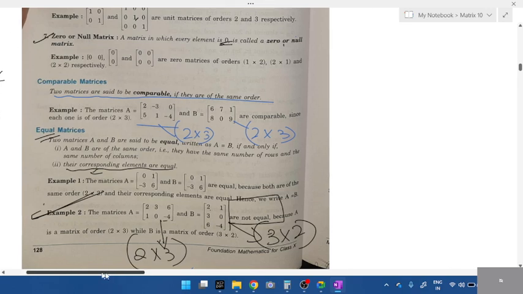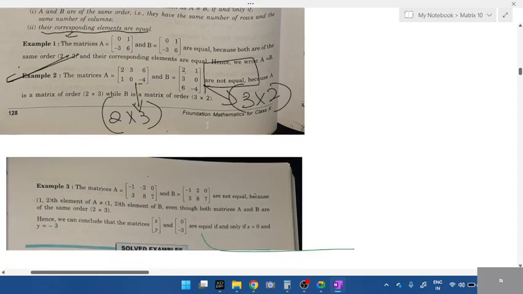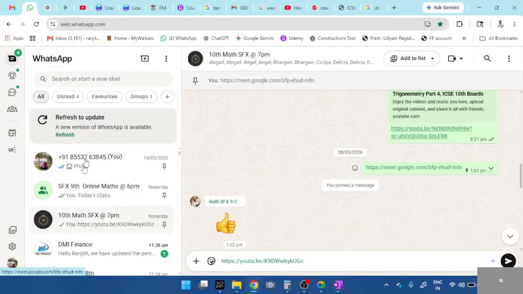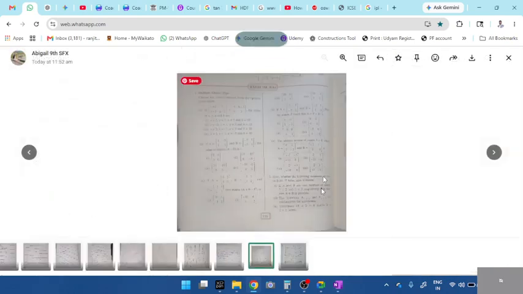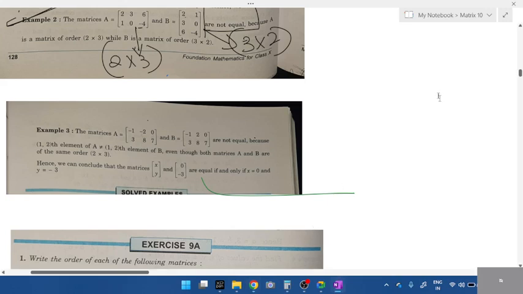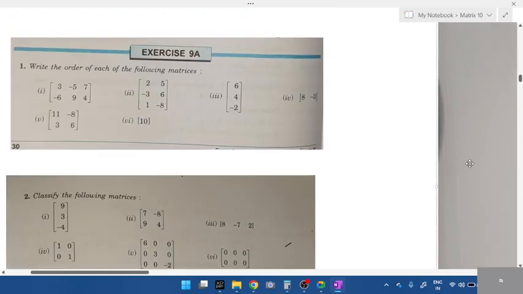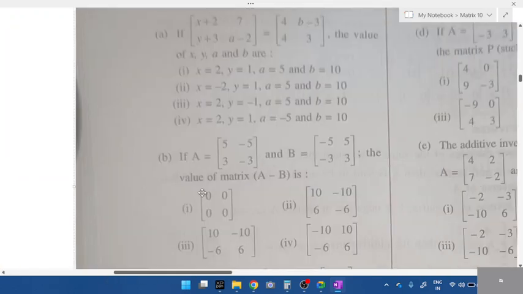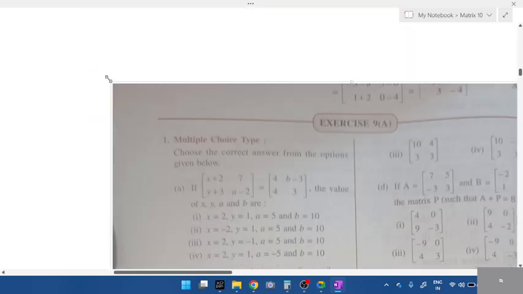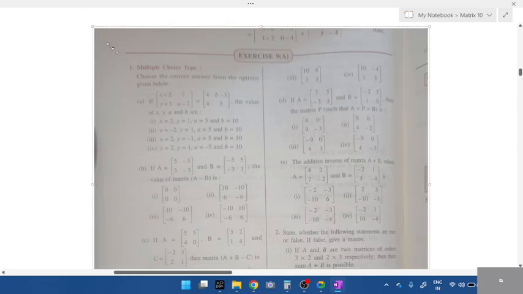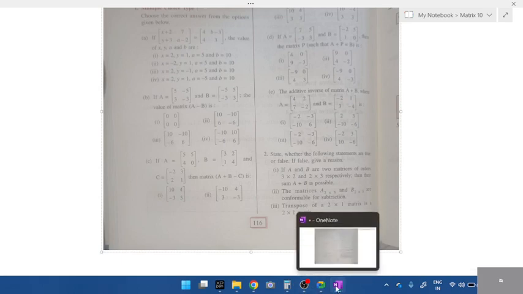Next, comparable. Remember this comparable matrix, the order should be the same. 2 into 3, 2 into 3, the order should be the same. Yeah, total how many exercises are there, Abigail? Okay, only 3. Fine.